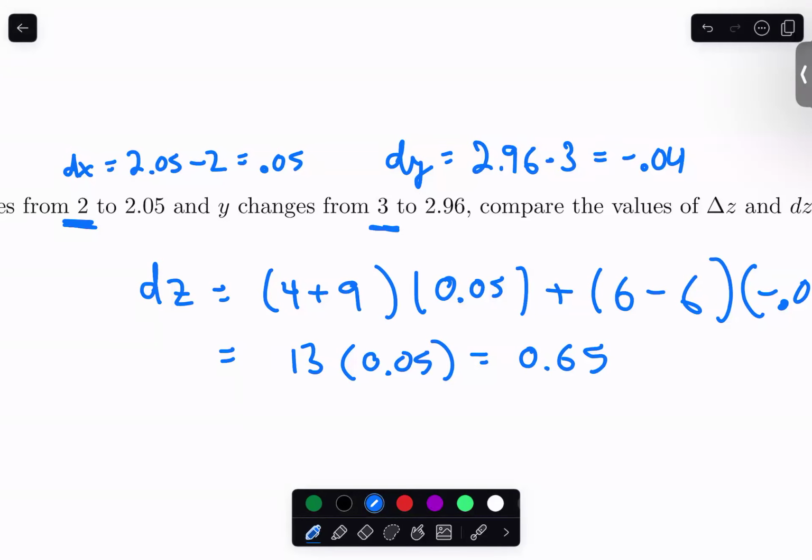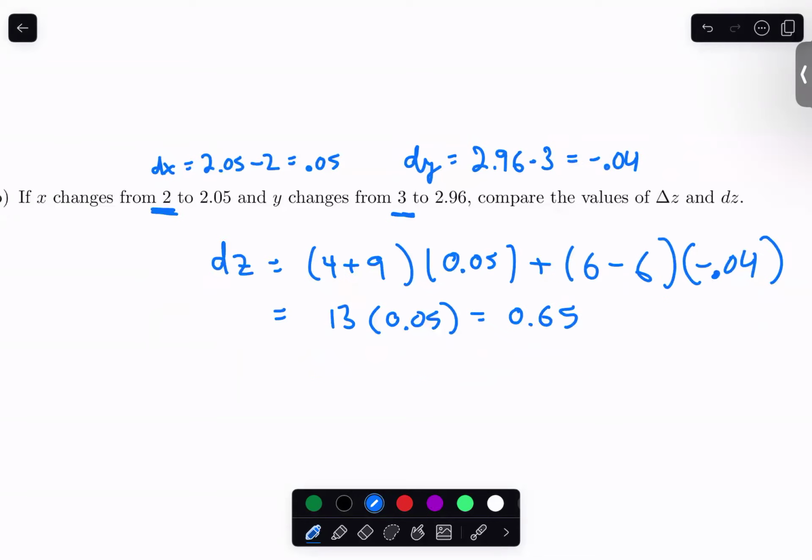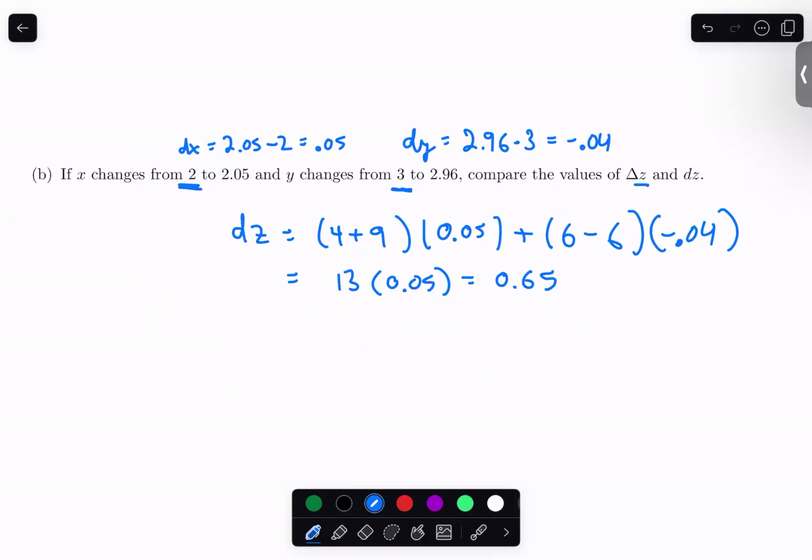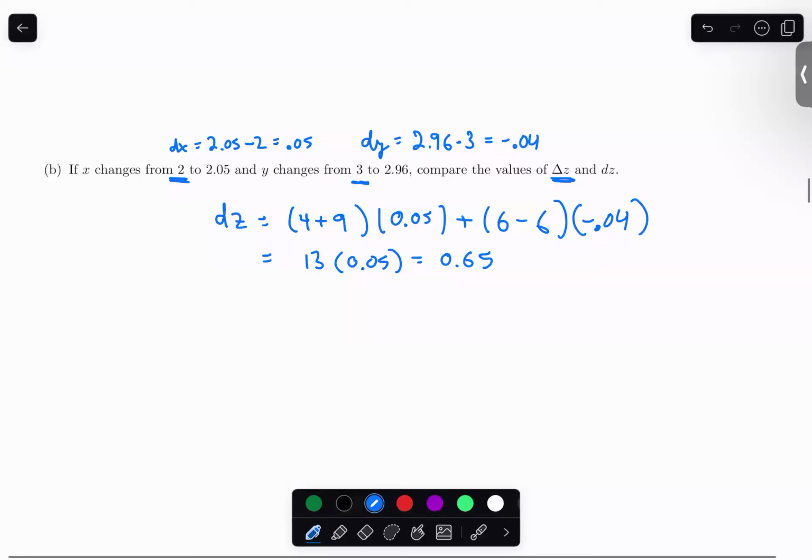So this is an approximation for how much the function's height has changed if you go from the point 2, 3 and you change to the point 2.05, 2.96. So the claim is that it's gone up by a little bit more than a half. But again, I would like to compare this one time at least with my value of delta z. So let's go ahead and actually see what this is.